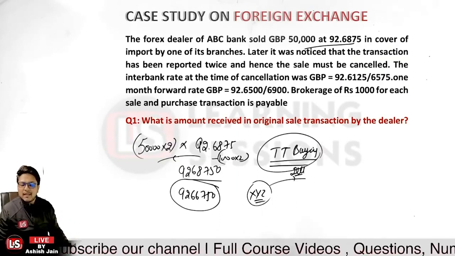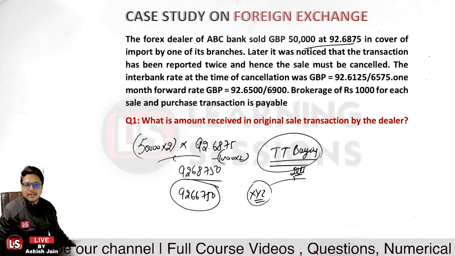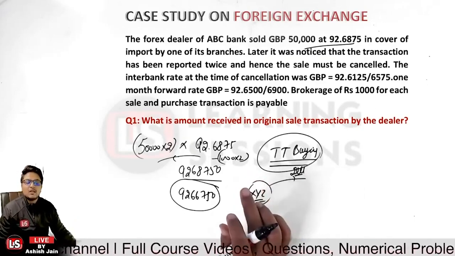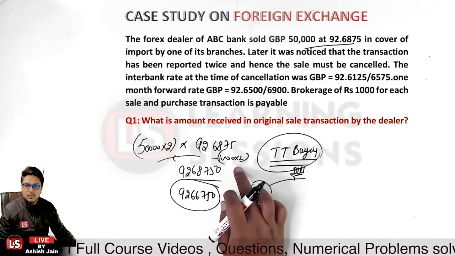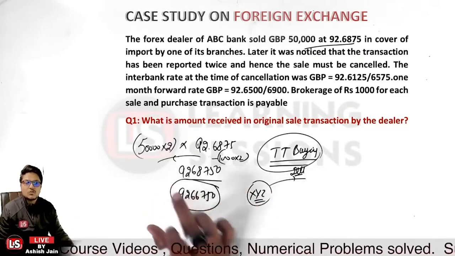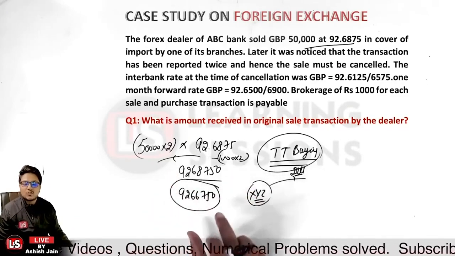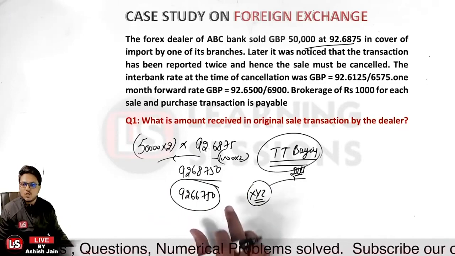And in the case of the buying rate, the margin is to be subtracted. That is why we just subtracted 1,000 rupees. Why is it multiplied by 2? Because there were two transactions. So that is why 2,000 rupees are to be subtracted. That would be the answer related to the first question.